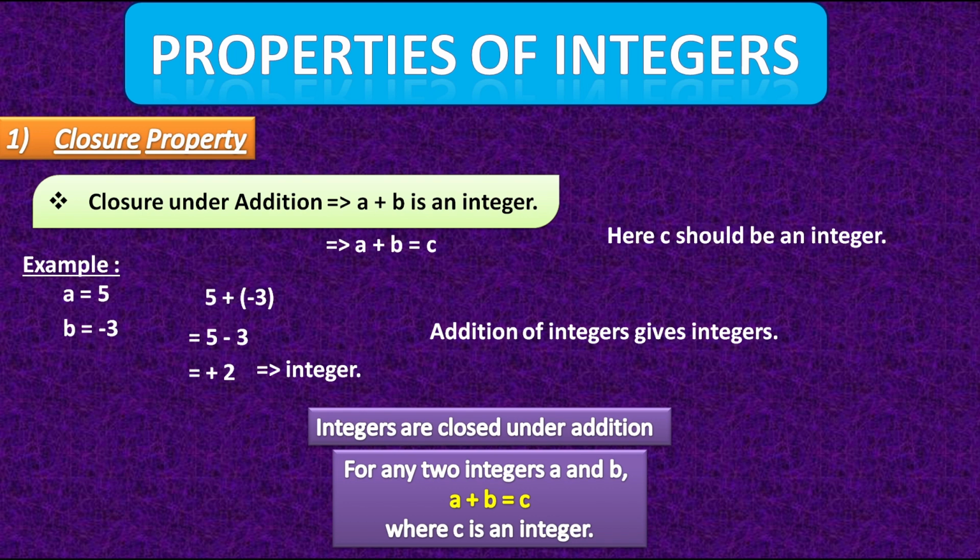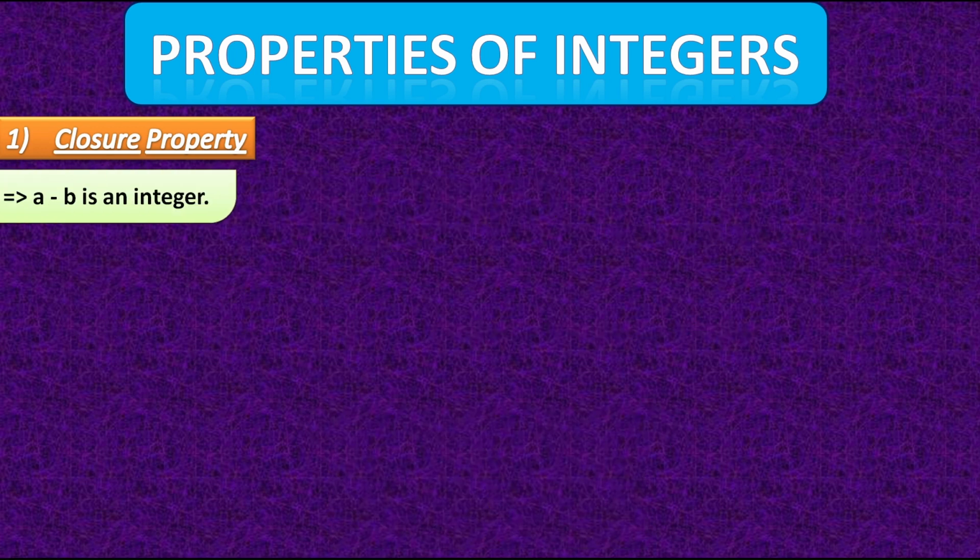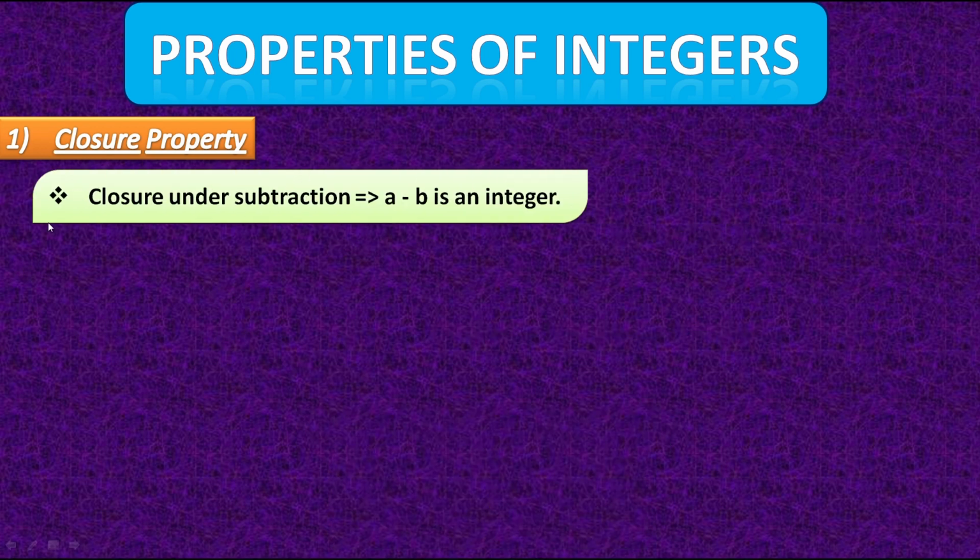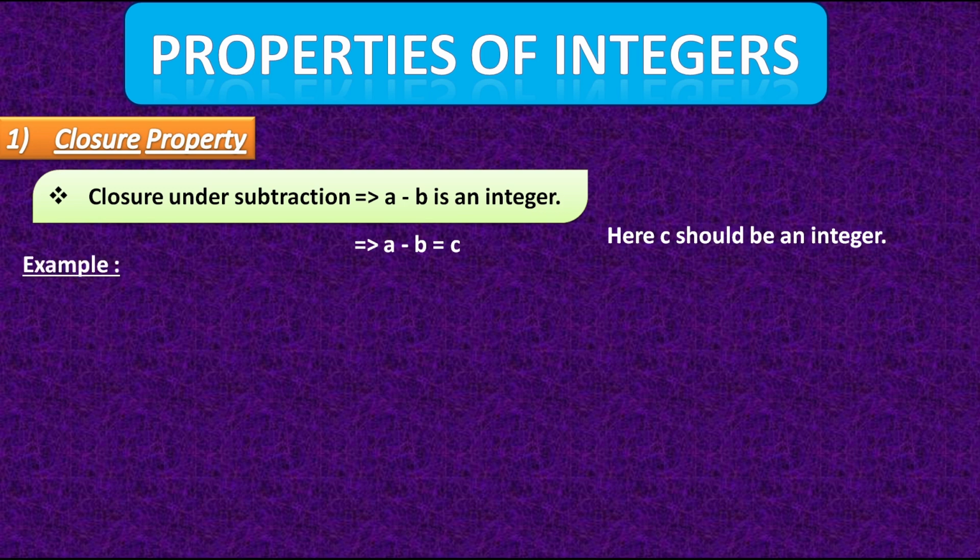Now let's check for subtraction. Closure under subtraction means when we subtract any two integers, we should get the answer as an integer only. So a minus b should be equal to c, where c should be an integer. Now let's check it with the help of an example. Here I am taking the value of a as 6 and b as 9. Let's subtract them: 6 minus of plus 9.